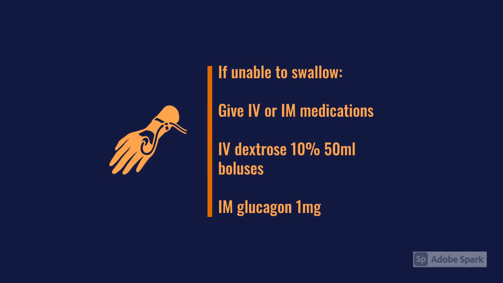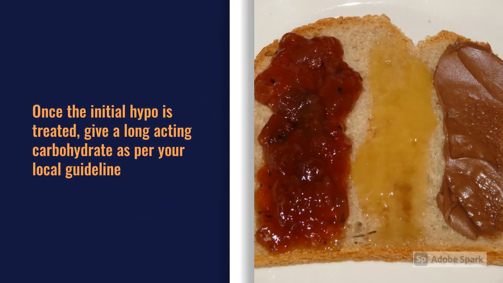And depending on your guideline, you need to give some IV dextrose, maybe about 10% in 50ml boluses, or you can consider IM glucagon if you're struggling to get IV access. In terms of a longer acting carbohydrate, if they're able to eat and drink, then you might want to start thinking about some biscuits or some toast to last them a bit longer.